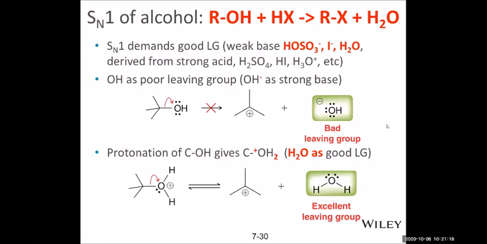Okay, so this part we continue with the SN1 reaction with alcohol. This slide I modified from the original, from the one you last downloaded. The alcohol reaction with a hydrohalic acid will give you the alkyl halide and water. So this is also a substitution reaction: OH replaced by the halide X.